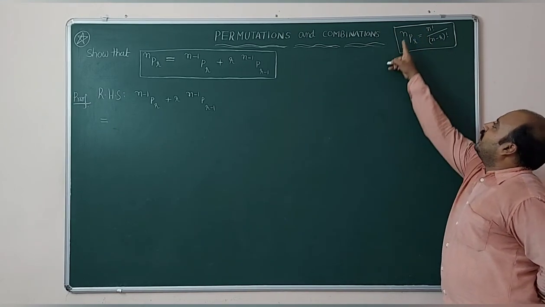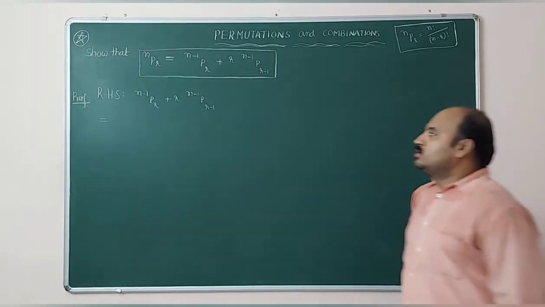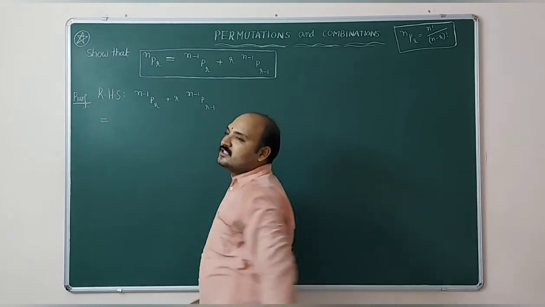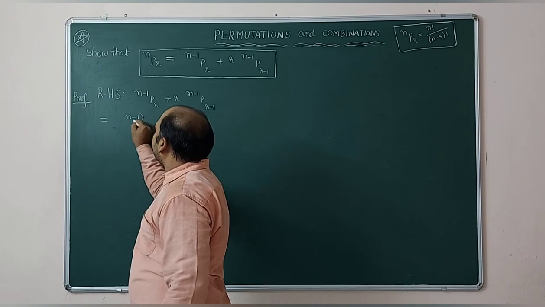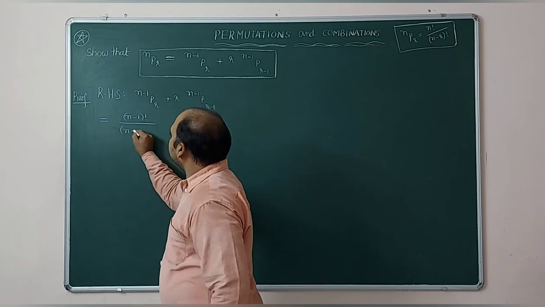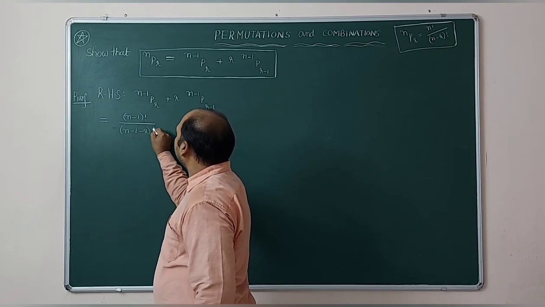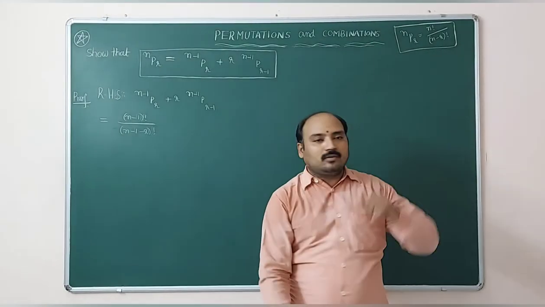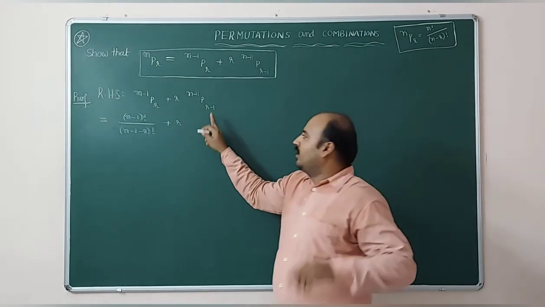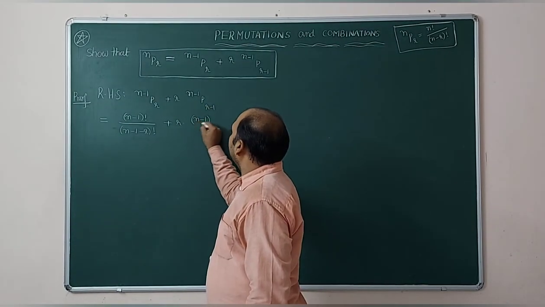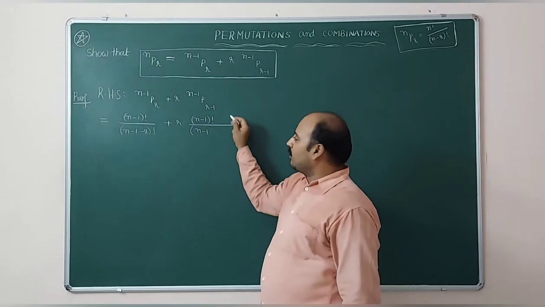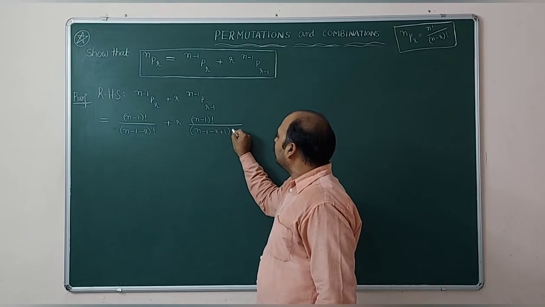N factorial by n minus r factorial in the denominator. So here also in the RHS, n minus 1 PR is there. So the first term in RHS we are going to write as n minus 1 factorial divided by n minus 1 minus r factorial, just by definition of NPR, plus r into, again by applying the same formula, n minus 1 factorial divided by n minus 1 minus of r minus 1. So minus r plus 1 factorial.